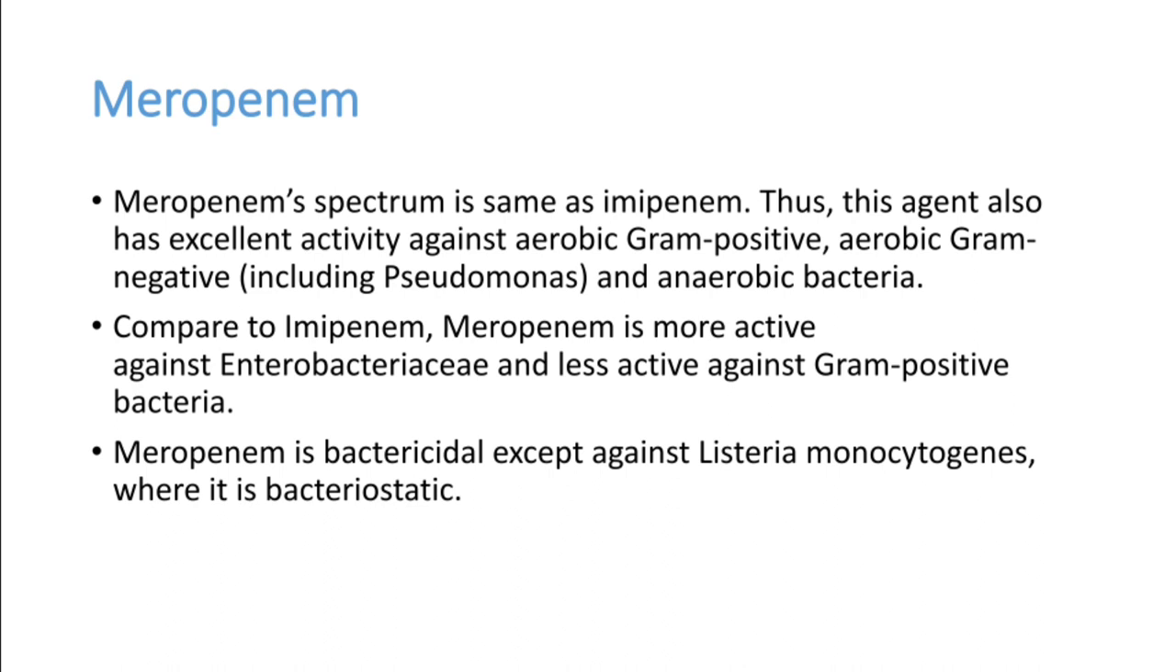Meropenem is bactericidal except against Listeria monocytogenes, where it is bacteriostatic. So it's a bactericidal agent. So it will kill the bacteria in most of the conditions except in Listeria. Listeria antibiotic of choice is ampicillin. So we may not use this drug in Listeria once you diagnose it. So meropenem can be used in almost all infections except MRSA, and we have now discussed Listeria also.